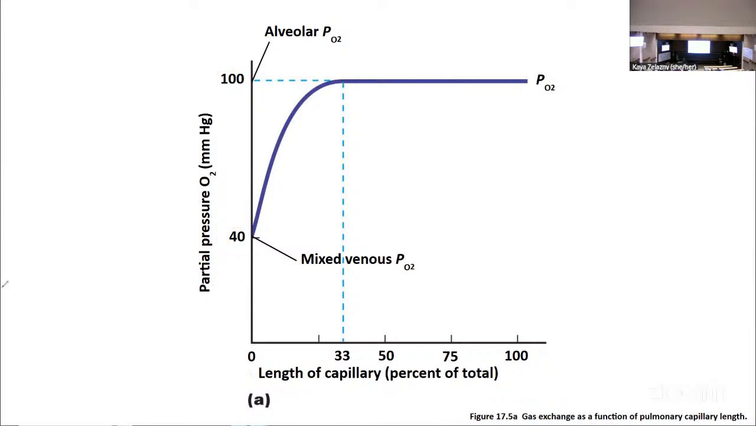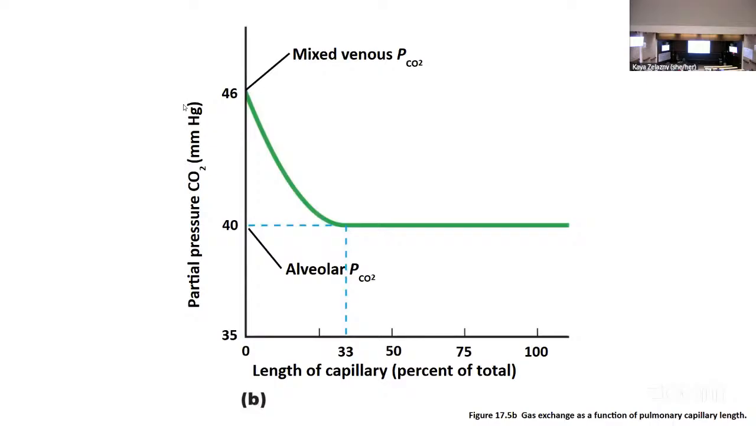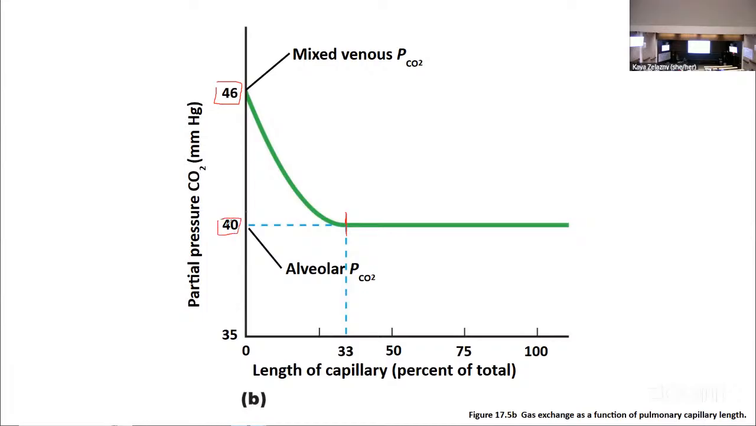Okay. Same thing is happening if we look at the partial pressure for CO2. The curve is going the other way, because venous blood, the blood in those systemic veins coming back to the heart, and therefore also in the pulmonary arteries going to the lungs, mixed venous blood has this higher pressure of carbon dioxide of 46. By the time we get about a third of the way through this capillary, we've gotten rid of some of that excess carbon dioxide, and we've dropped down to a partial pressure of 40 for the rest of the capillary.